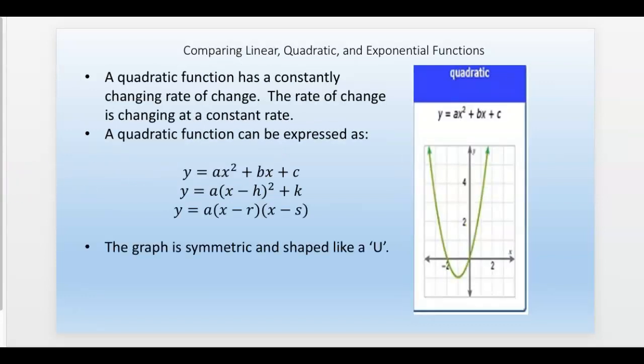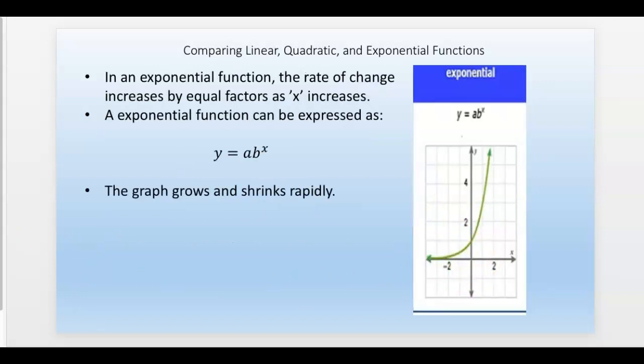As for a quadratic, that's what we've been looking at. It has a constantly changing rate of change. In other words, the rate of change is changing, but it's changing at a constant rate. And we've expressed a quadratic in three different ways: standard form, vertex form, and factored form. That's these three right here. The graph is symmetric and shaped like a U. Again, you've seen it before, or an upside down U, okay?